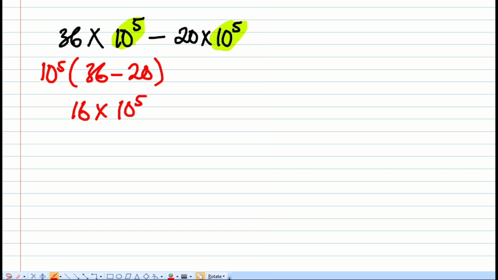Well, this is not our final answer because our solving is in standard form. We are asked to add in standard form, so we must leave our answer in standard form. You recall that the general form of standard form is a times 10 raised to the power n, where this a must be between 1 and 9. So we need to move the decimal point backwards.